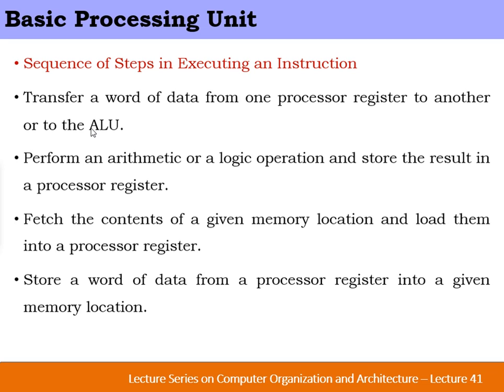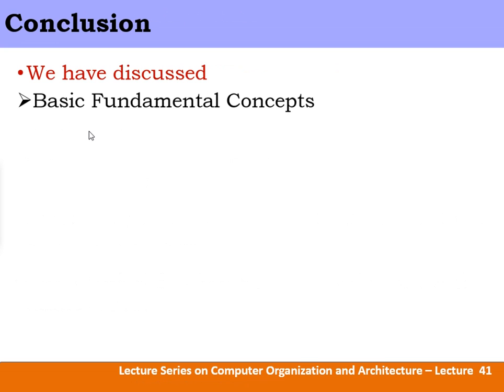So get the data from one processor register to another processor register, or even from the memory location to one of the processor registers, perform an arithmetic and logical operation and store the result in a processor register. Further, that data available in the processor register can be transferred to a specified memory location. So this is the execution of an instruction.